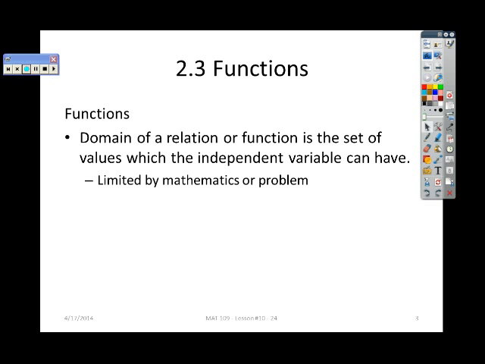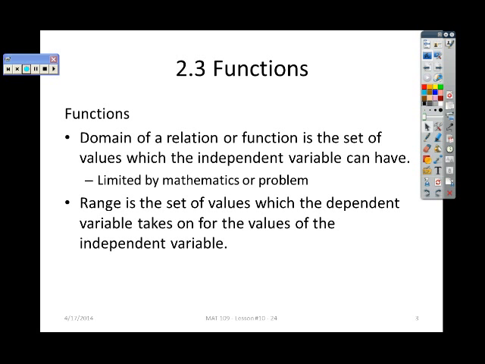Mathematically, a negative number is completely fine. But in a problem, there are limitations. You can't have negative time. You can't manufacture fractions of an item. You either manufacture the whole thing or you don't manufacture it. So problems can also limit what values are allowed. So there are two forms of restriction on the input values, on the domain.